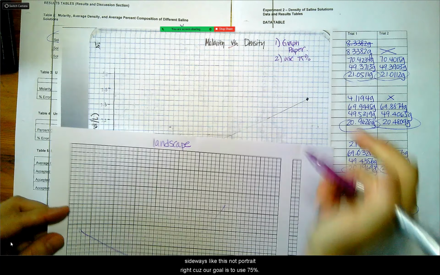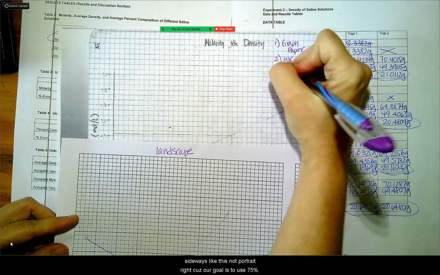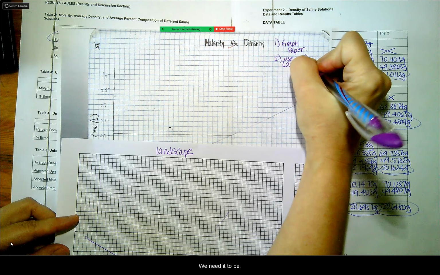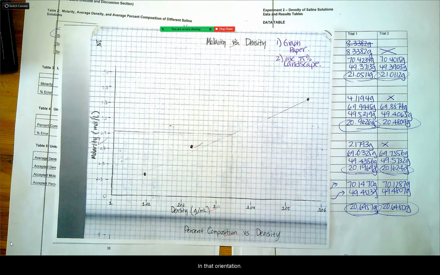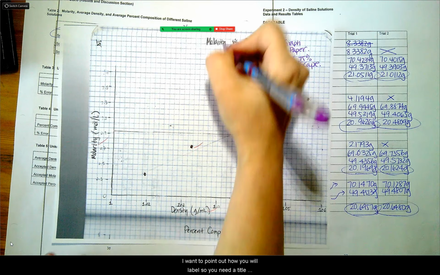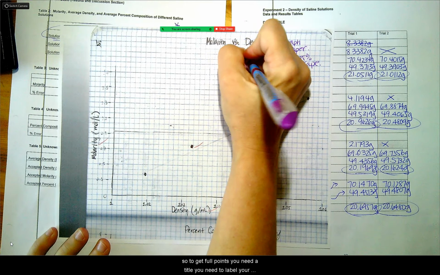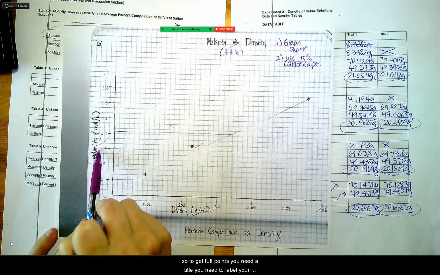Because our goal is to use 75%, and we need it to be landscape in that orientation. All right, now what I want to point out is how you will label. So you need a title. To get full points, you need a title. You need to label your axes.